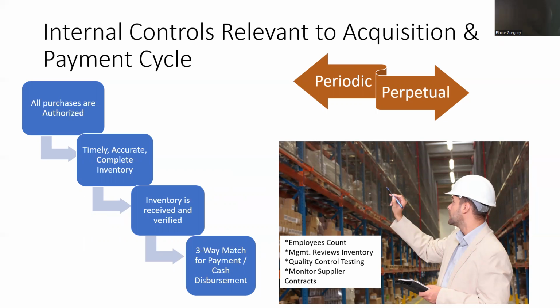We might have internal controls relevant to which type of inventory system we're using to count our inventory. So employees count the inventory, management reviews the inventory. There's quality control testing to make sure that the inventory isn't gone into obsolescence. We monitor contract suppliers and contract supplier contracts themselves.